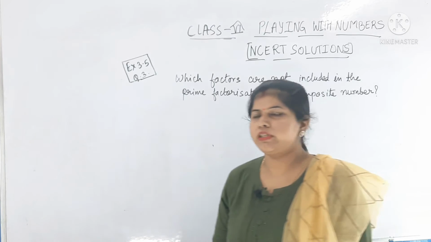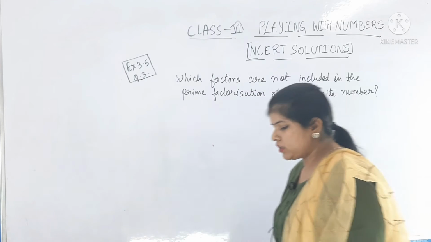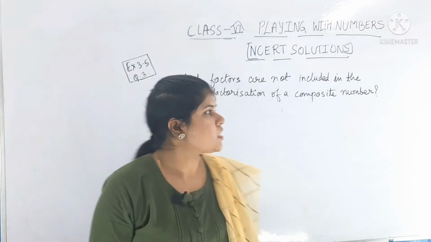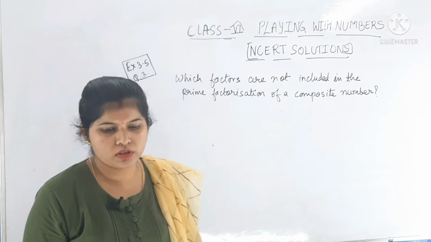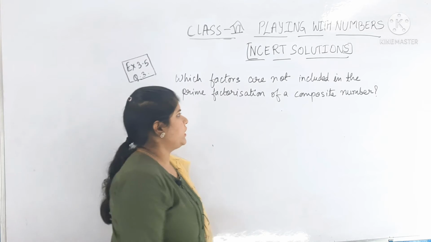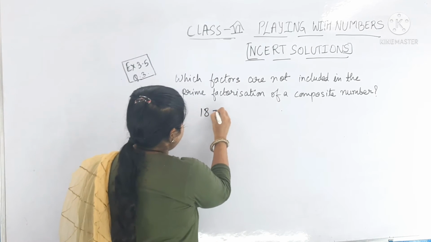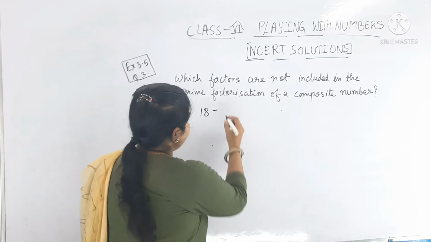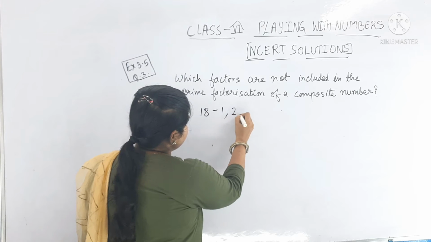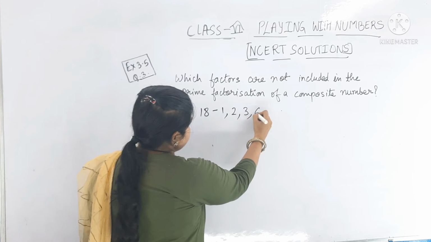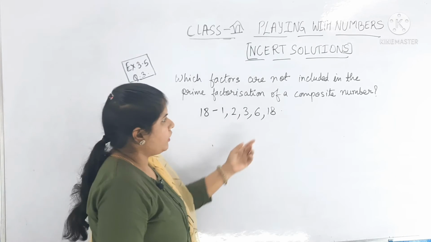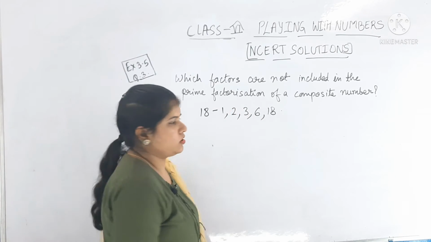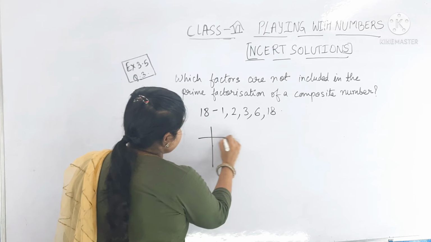Let's see question number 3, students. Here, what is the question? Which factors are not included in the prime factorization of a composite number? Let's see 18. If we write the factors of 18, they are 1, 2, 3, 6 and 18. These are the factors of 18. Now prime factorization is like this.